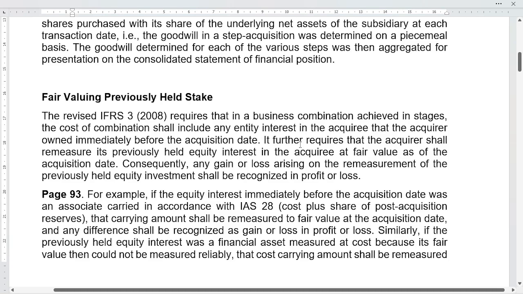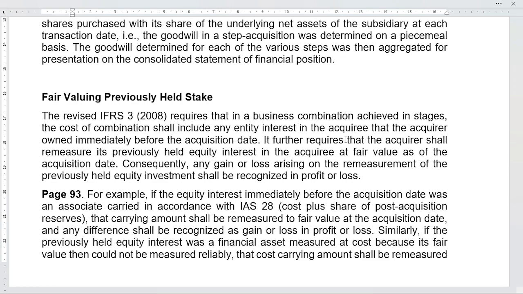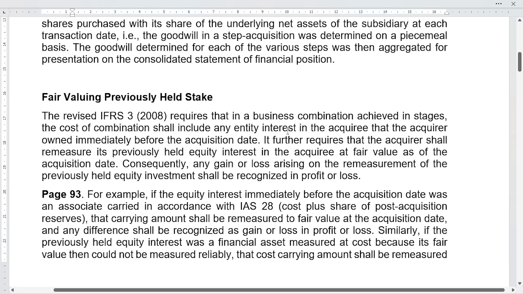It further requires that the acquirer shall remeasure its previously held equity interest in the acquiree at fair value as of the acquisition date. If si acquirer ay may hawak na interest na bago pa ang acquisition, revised IFRS 3 requires na i-remeasure muna ito sa fair value ng date of acquisition or sa date of closing or sa date na nakuha na ni acquirer ang control kay acquiree.